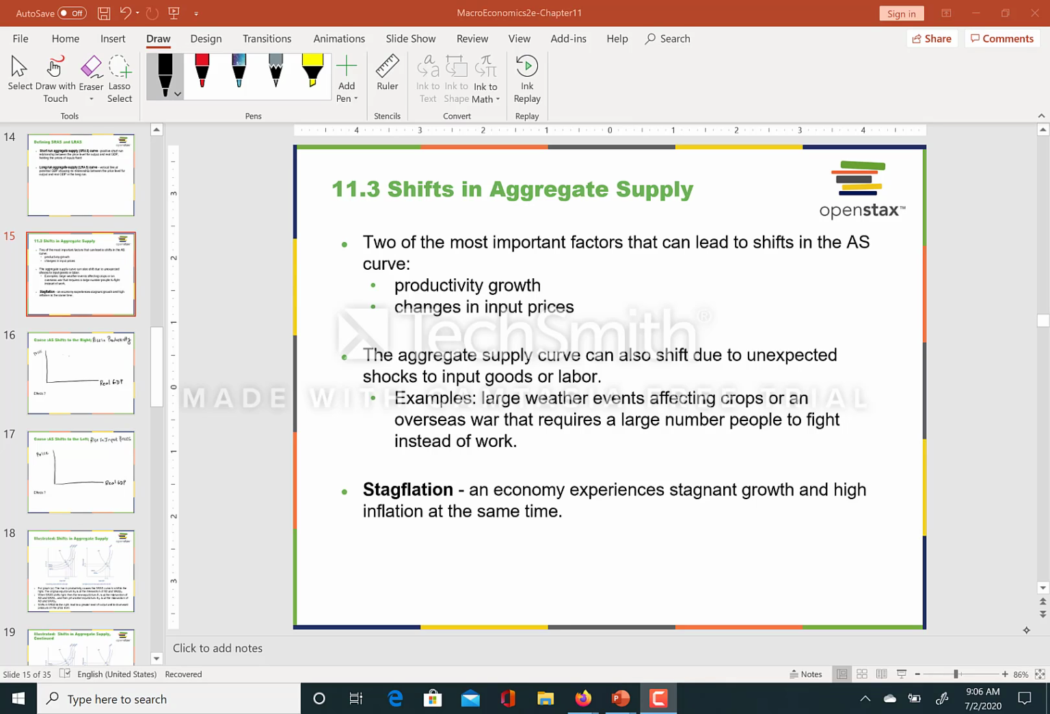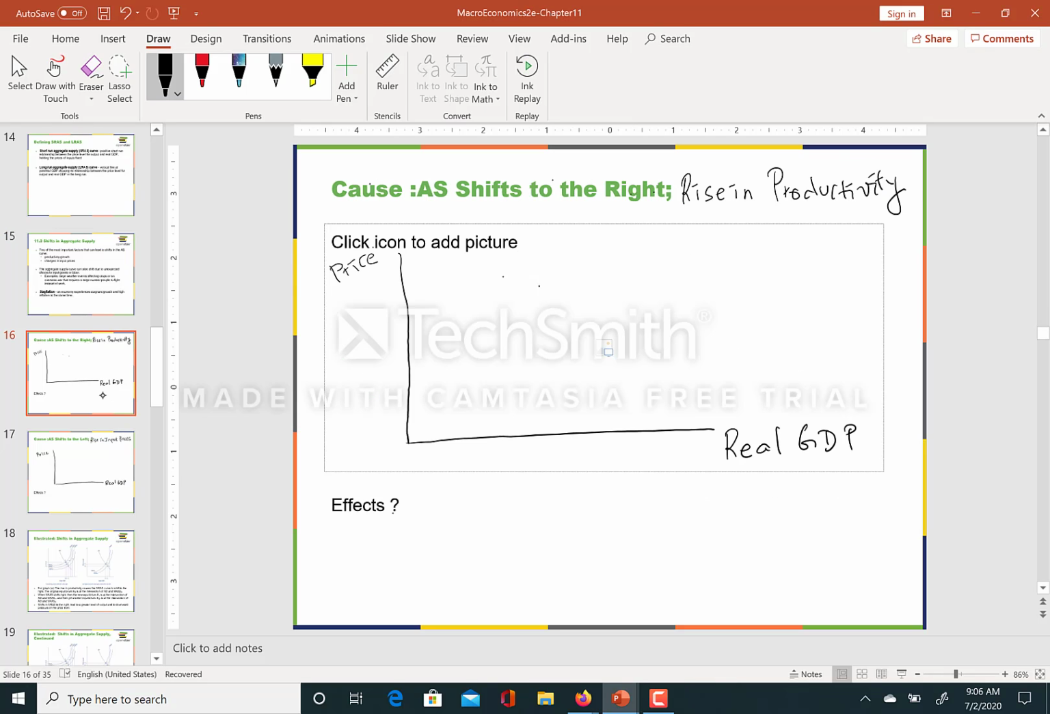Hey everyone, in this section we will look at a shift in the aggregate supply curve. Two of the most important factors that lead to a shift in the aggregate supply curve are productivity growth and change in prices. In this slide, I will show you what happens when there is a change in productivity. So let's just draw all the steps together one after the other so that the whole thing makes sense.